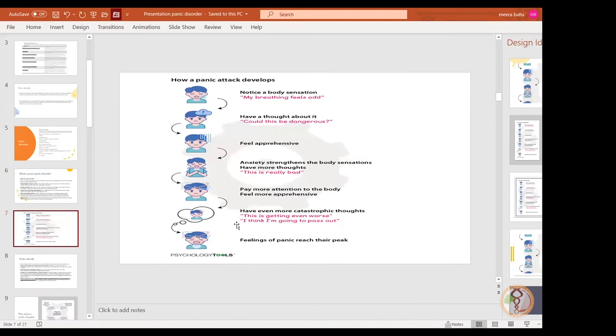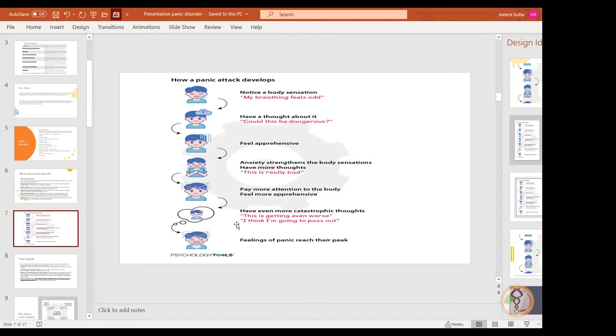Okay, so let's look at what happens in panic, how a panic attack develops. Notice a body sensation: my breathing feels odd. Have a thought about it: could this be dangerous? Feel apprehensive. Anxiety strengthens the body sensations. Have more thoughts: this is really bad. Pay more attention to the body and feel more apprehensive. That means having even more catastrophic thoughts: this is getting even worse, I think I'm going to pass out. And feelings of panic reach their peak. So when the feelings of panic reach their peak, they will have a panic attack.